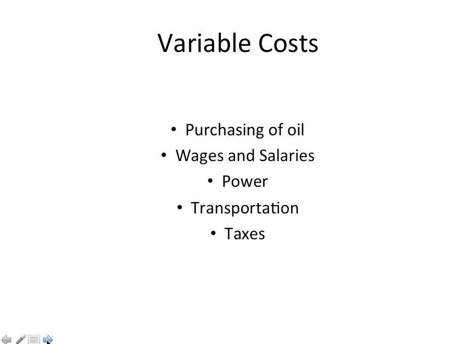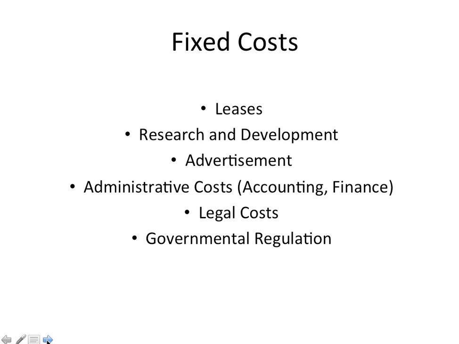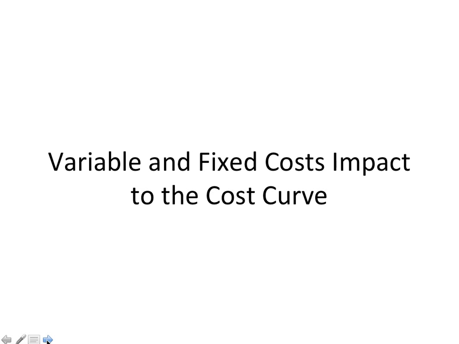Now let's address some of the variable costs. First, you have to purchase oil, because not all companies drill for their own oil, they purchase it. They have wages and salaries to pay their people that work for them. They have power, transportation, taxes. Next, they have leases for things that they own, research, development, advertisement, administration costs, legal costs, and so on and so forth.